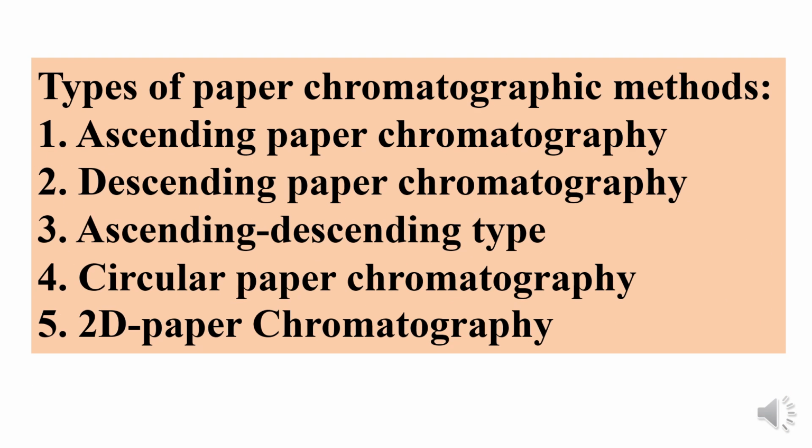So much for the parameters involved in paper chromatography for carrying out the qualitative analysis. Now moving on to the different types of paper chromatographic methods. They are ascending type, descending type, ascending descending type, circular paper chromatographic method and 2D paper chromatographic method. Let me walk you through these 5 methods in sequential order. To begin with, ascending paper chromatographic method. You draw a baseline at the lower end of the Whatman paper, apply the spot, dry the spot and run the paper.